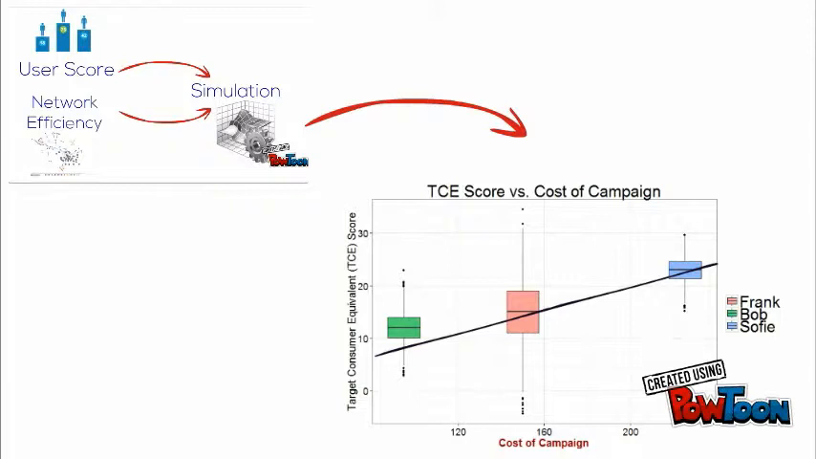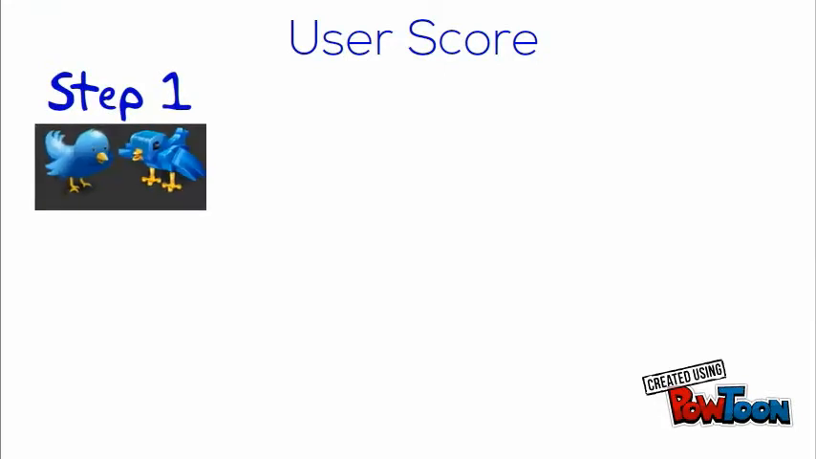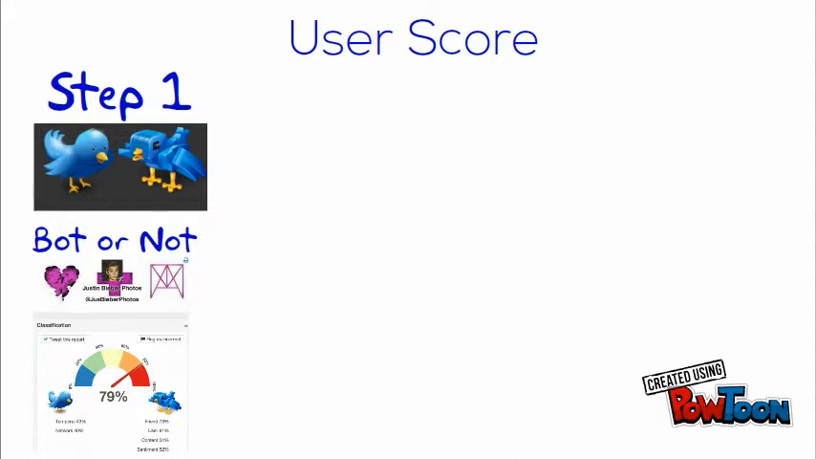First, the user score. Step one is to determine whether a user is a robot or not. Robots do not have marketing value themselves. They can propagate to other people with marketing values, but bot or not, a bot doesn't get a score. So we use Bot or Not to do that.